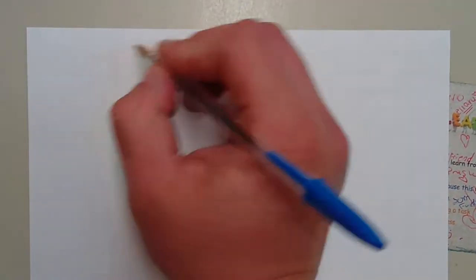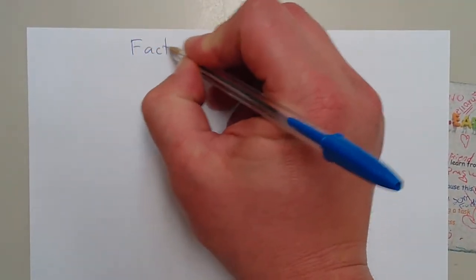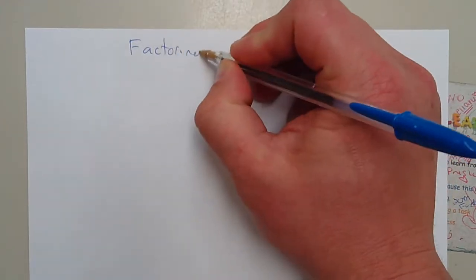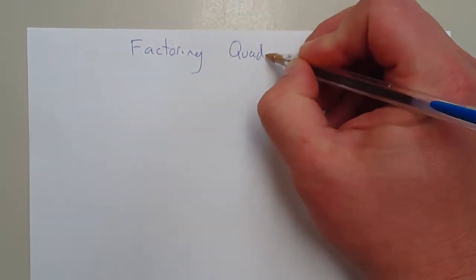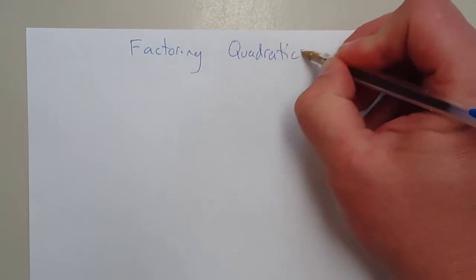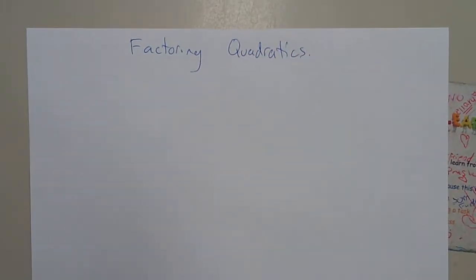What we're going to be talking about here is factoring quadratics. And what factoring is, basically, is taking the quadratic and getting it into what we call factored form, or we might call expanded form. And so you're going to see what we're talking about here as we get into this.